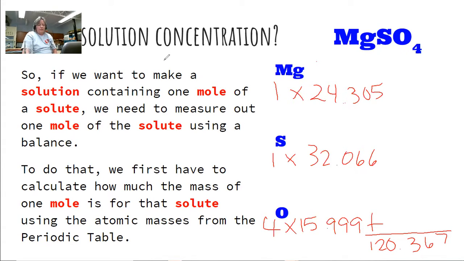So 1 mole of magnesium sulfate would be 120.37 grams on the balance. I would measure it out on the balance. So that's how you do it. You're finding what's called the molar mass. This process of taking all these elements and adding up their atomic masses according to how many atoms are in the formula, that's called the molar mass. So that's what we're doing. And 120.367, that's our number to have a mole of magnesium sulfate.